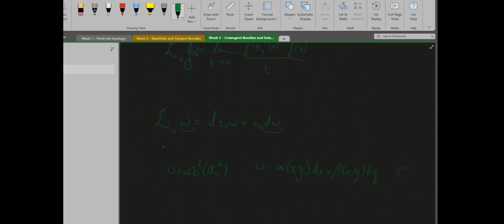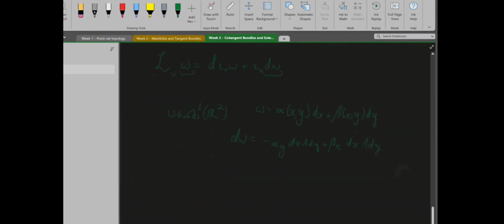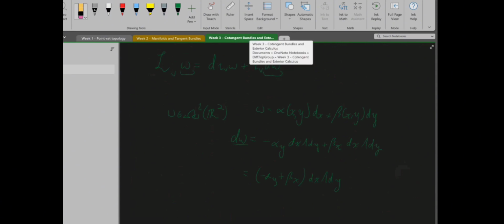And well, what does d omega look like then? Well, it looks like this. It looks like negative alpha sub y dx wedge dy, I have to anti-commute because I would have had dy wedge dx to start with, plus beta sub x dx wedge dy. So I can rewrite to simplify a little bit. Negative alpha y plus beta x, dx wedge dy, is what d omega is. And so now what is this thing? Well, d omega is a two form.